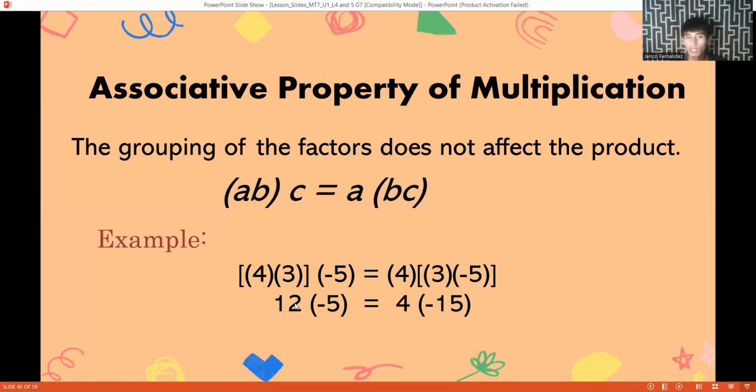But solving this, we have 12, 4 times 3, 12 times negative 5. Then 4, bring down, 3 times negative 5 is negative 15. And then solving this, we both have negative 60. And they are still the same. So the grouping of the factors does not affect the product. And that's associative property of multiplication. Okay po.